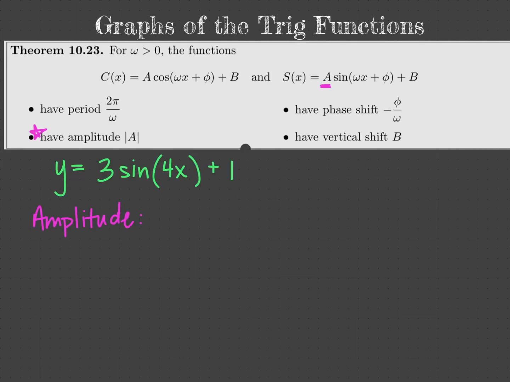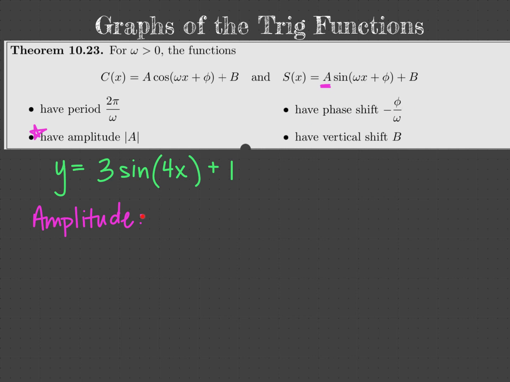Let's take a look at this example here in green. We can see that we have y equals 3 times the sine of 4x and then plus 1 on the outside. So we are going to be having an amplitude other than 1. Since we have an A value other than 1, we are going to have a period other than 2 pi because we have some omega value here, the coefficient of x, that is not 1. And we are also going to have a vertical shift, this plus b on the outside. The only thing we don't have in here is this plus phi right here. And we don't have that, so that means we're not going to have a phase shift.